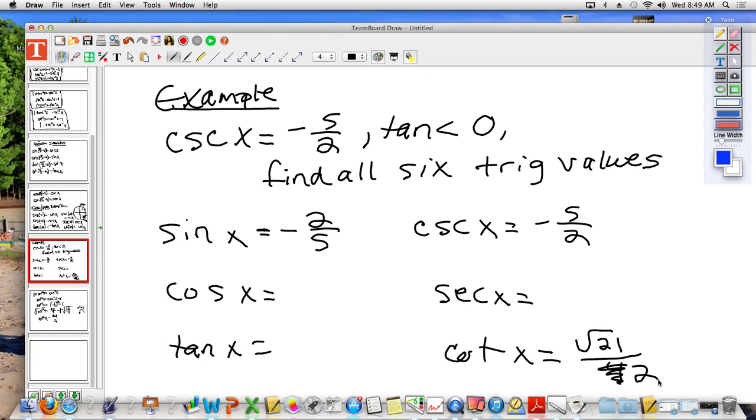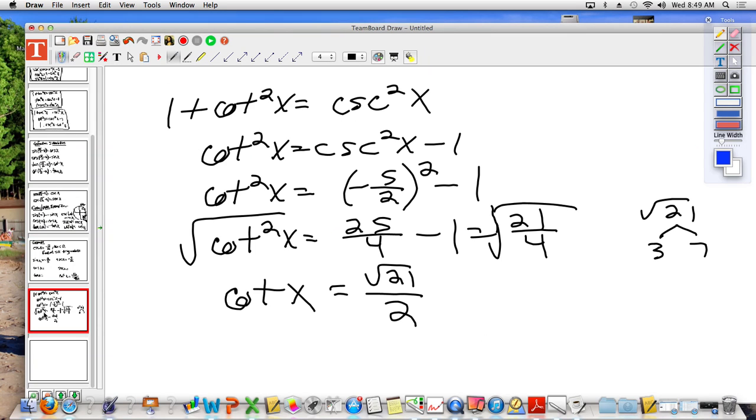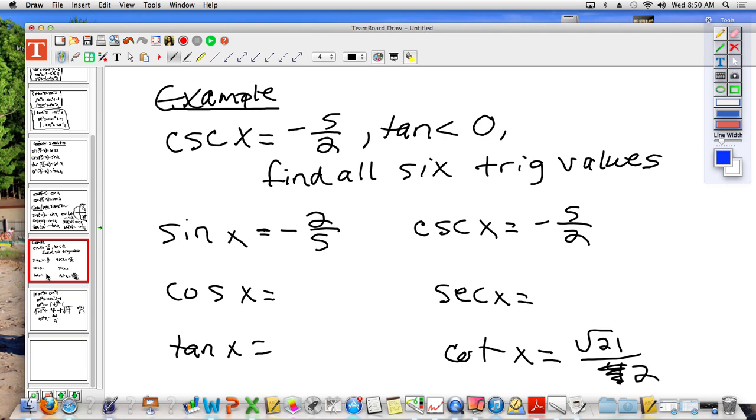Let's see, I'm going to flip back to this page for just a second. It would be the reciprocal of this. So it would be 2 over the square root of 21. It would be the reciprocal of the square root of 21 over 4. What I'm going to do is just flip-flop this. I'm going to flip 2, so it's 2 over the square root of 21.